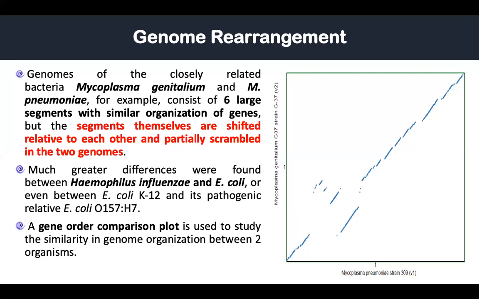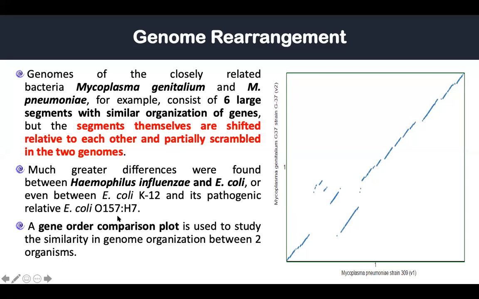Okay, and they actually did many different genome comparisons, and they found that, for instance, when they compared the Haemophilus influenzae genome with E. coli's genome, they found a lot more differences. Of course, because they are not related; they are quite distant. So they found a lot more rearrangements, or even between E. coli K12 and its pathogenic relative E. coli O157.